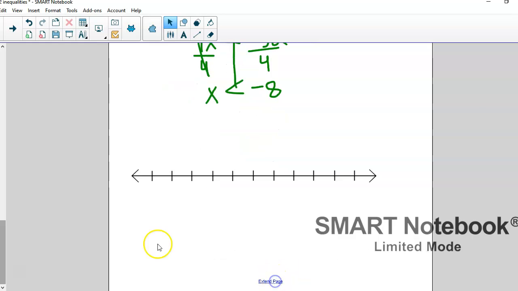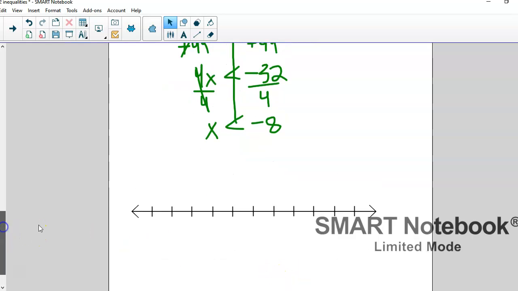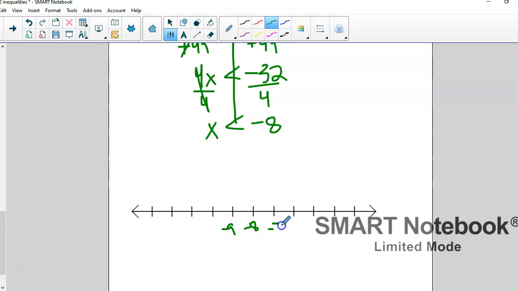So that means our solution could be anything less than negative 8. It cannot equal negative 8 though, because the symbol is not underlined. So I'm going to put negative 8 here, which means we'll have negative 9 over here, negative 7 over here. I'm going to use an open circle because negative 8 is not included in our solution, and then I'm going to make my arrow point toward all the numbers that are less than negative 8.